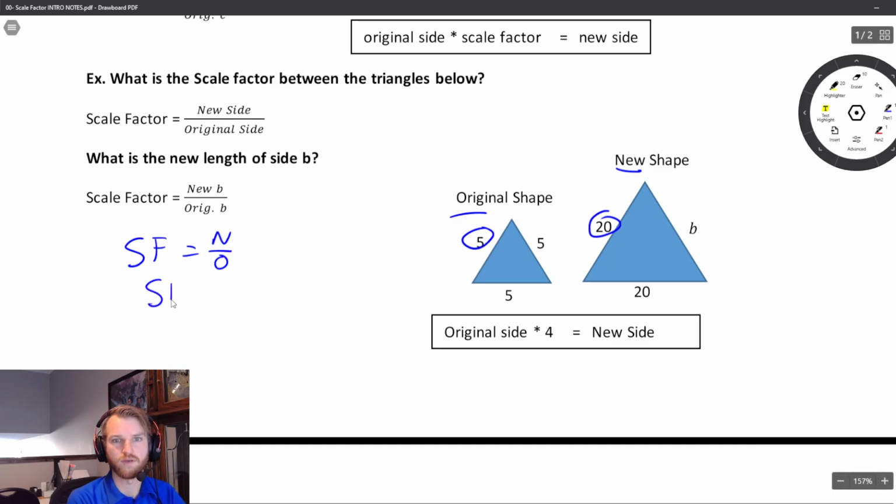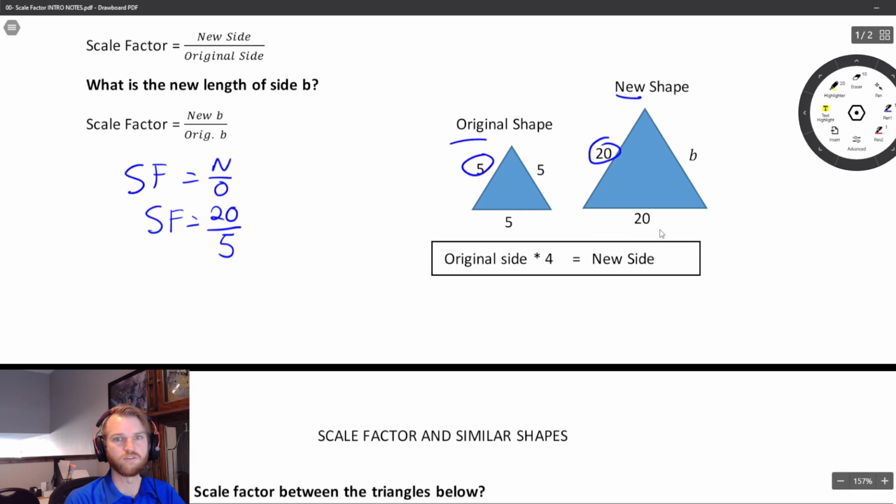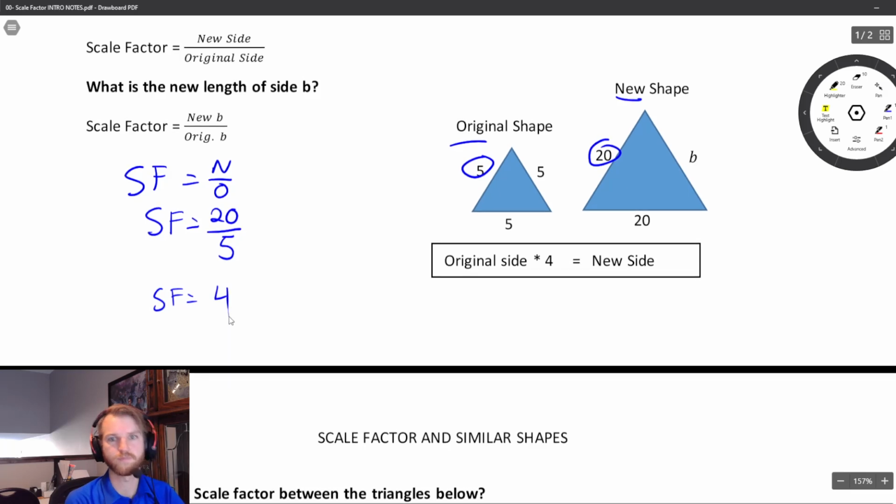We say scale factor is equal to the new side, which is 20, divided by the old side, which is 5. So that means my scale factor is 20 divided by 5. My scale factor is equal to 4. Now that I know my scale factor, I can find out what the missing side is here. This one was just labeled with a B.